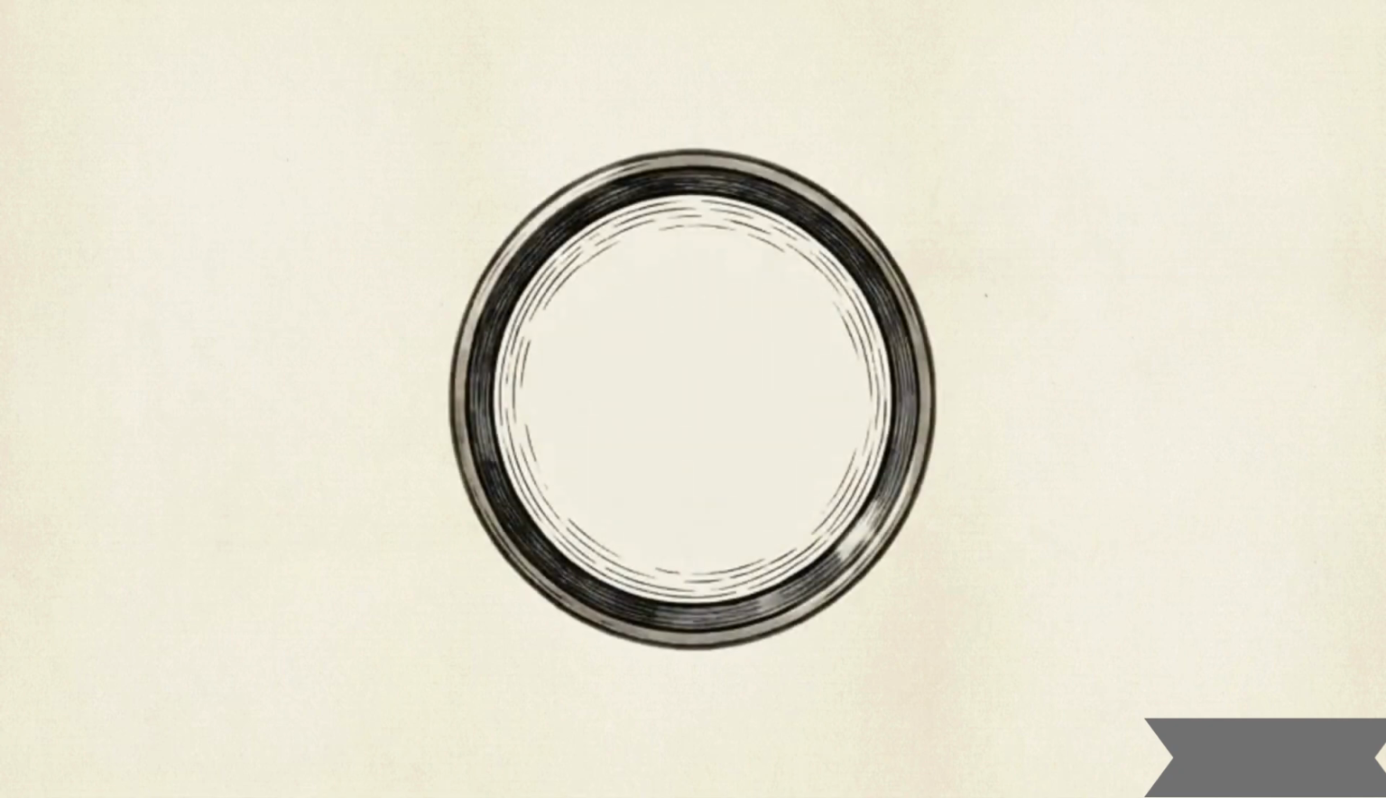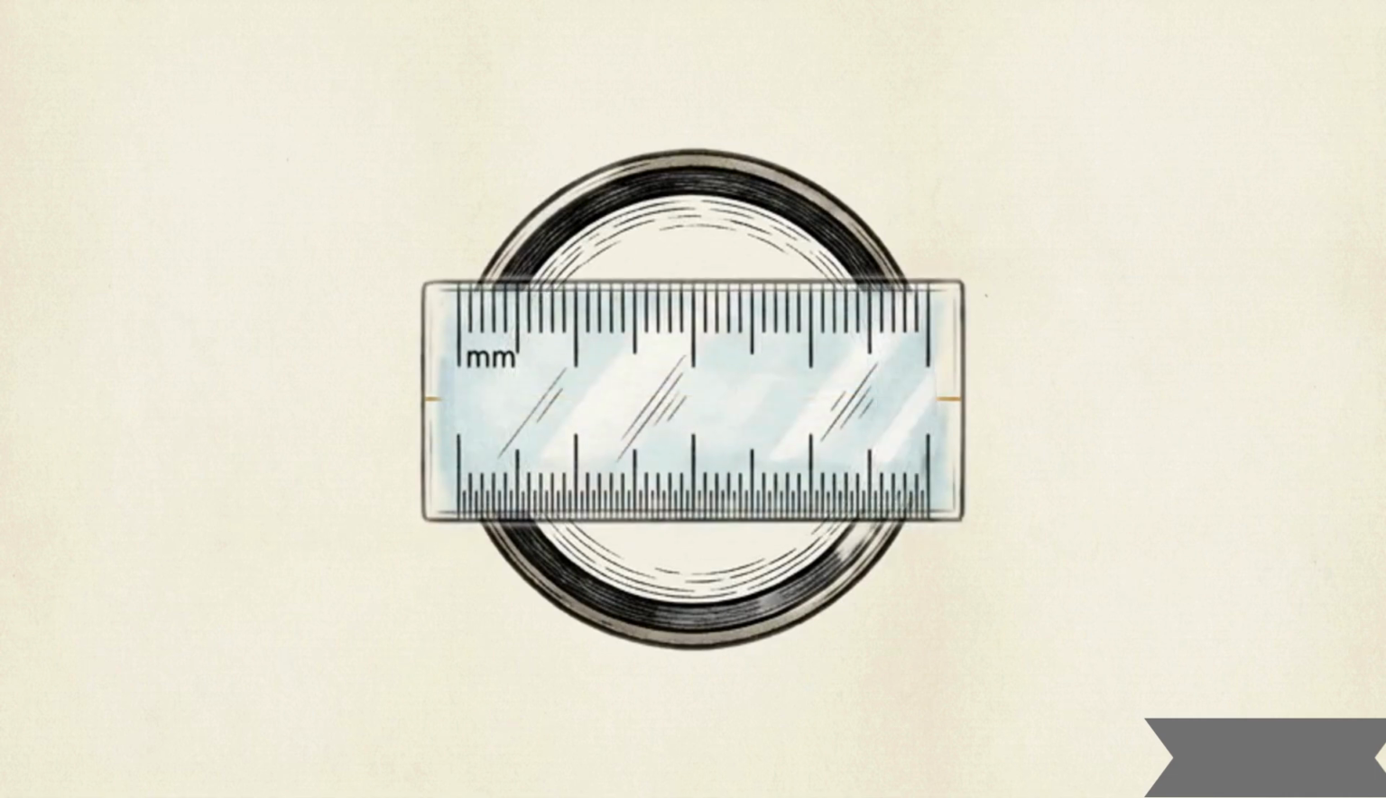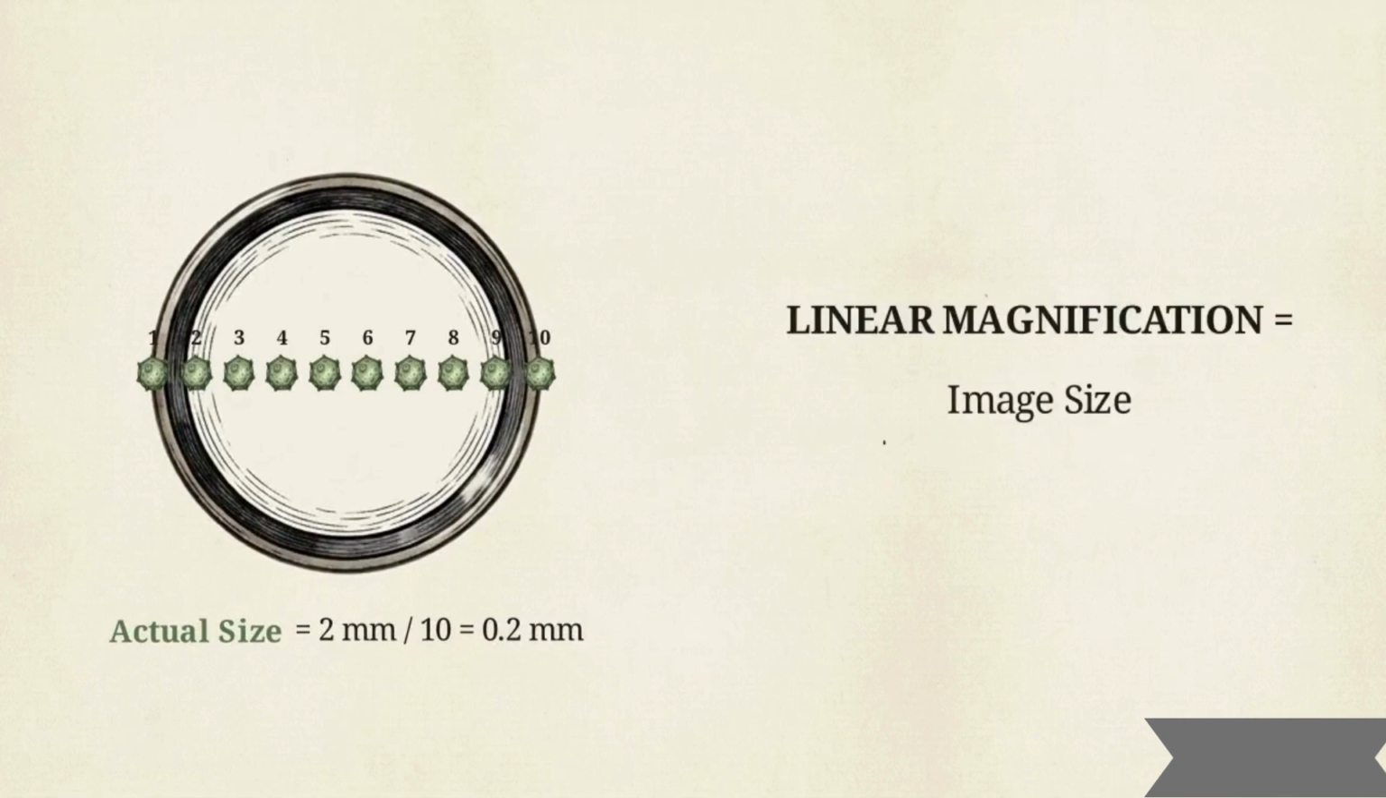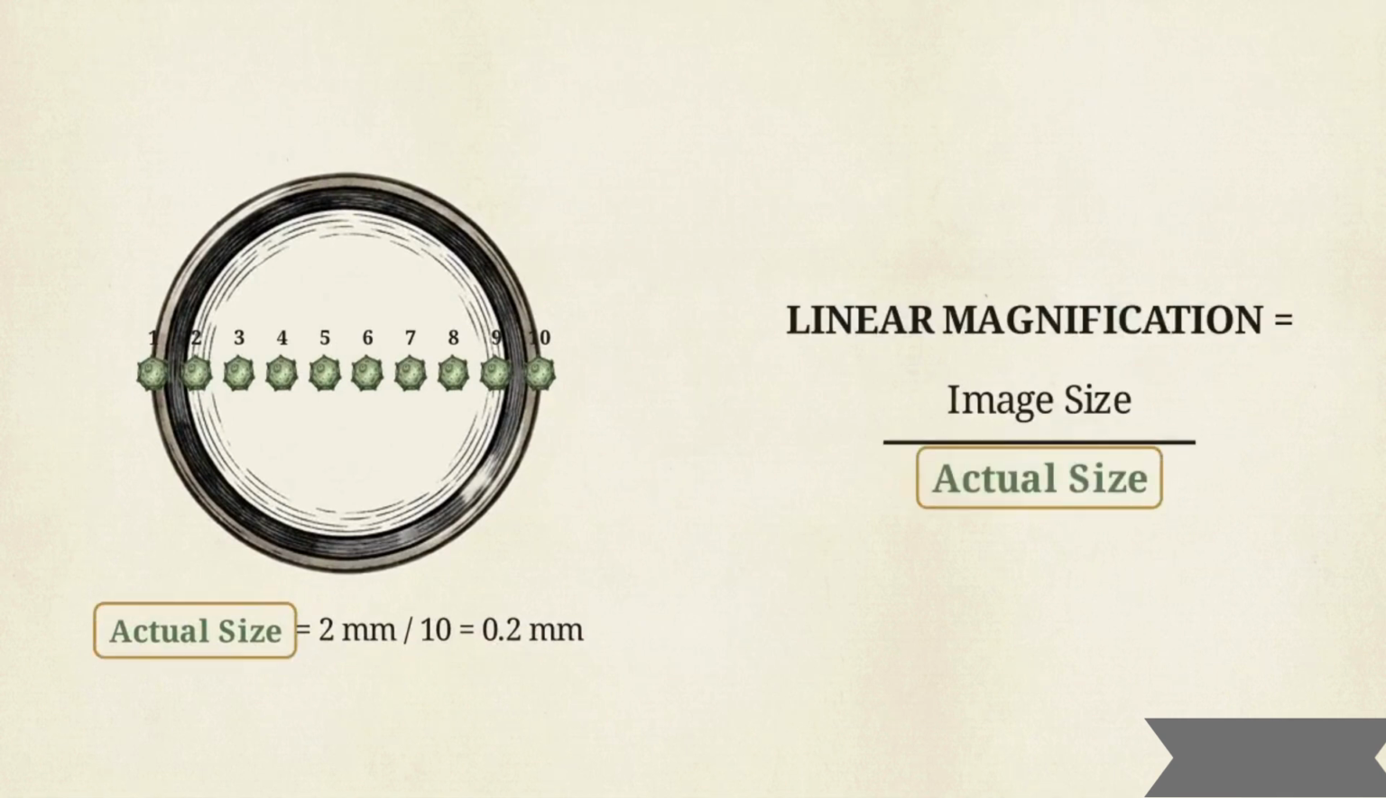This is the actual physical diameter of the circle visible through the eyepiece. We measure the field of view's diameter with a millimeter ruler. If 10 cells fit across 2 millimeters, we estimate 1 cell size. The magnification formula is then the size of your drawing divided by the actual object size.